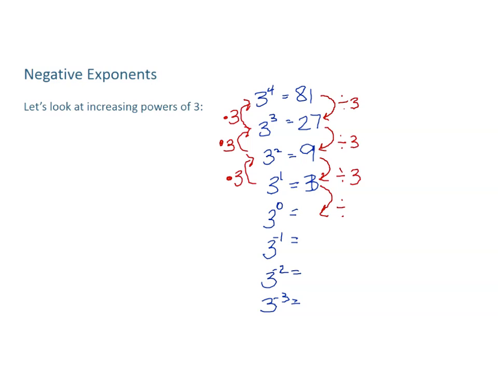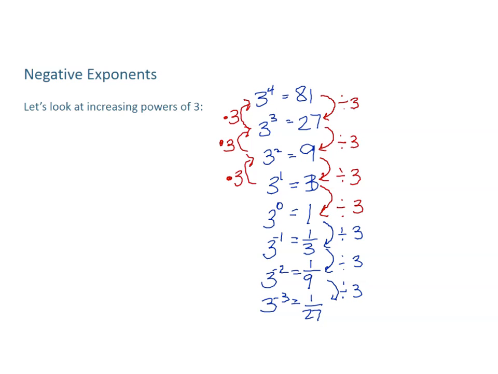So we would have to divide by 3 to figure out what 3 to the 0 is. And you probably remember from pre-algebra and algebra 1 that 3 to the 0, anything to the 0 is 1. And that makes sense because 3 divided by 3 is 1. Now we're going to divide by 3 again. 1 divided by 3 is a third. We're going to divide by 3 again. 1/3 divided by 3 is a ninth. We're going to divide by 3 again. 1/9 divided by 3 is 1/27.